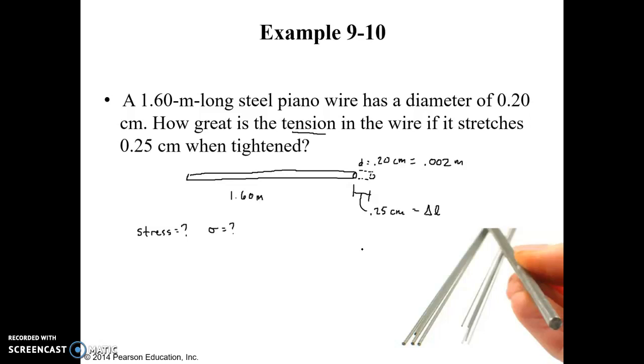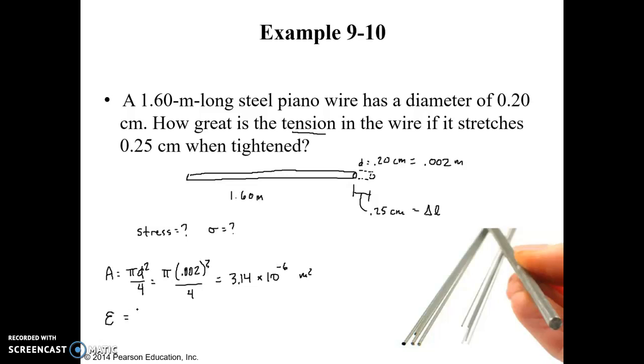Well, let's first find the area. It's a circular area. Area of a circle is pi d squared over 4. So this is pi times 0.002 squared over 4. And that should give me 3.14 times 10 to the negative 6th meter squared. It's a really small number, but that's because we're dealing with a relatively large unit of area for something that is pretty small. It's a little piano wire. So that's our area.